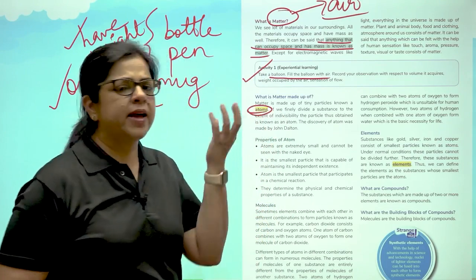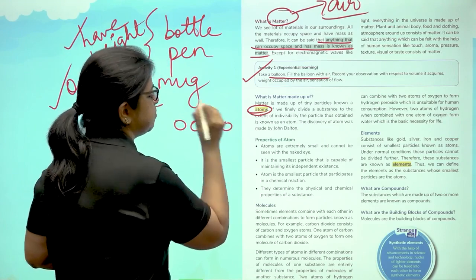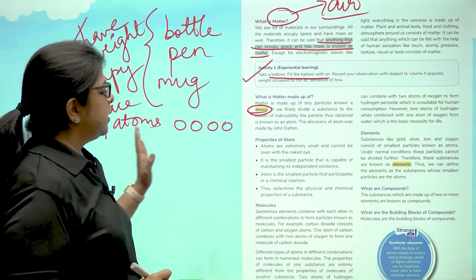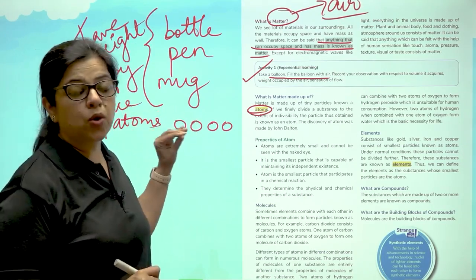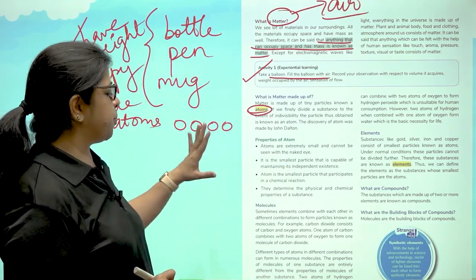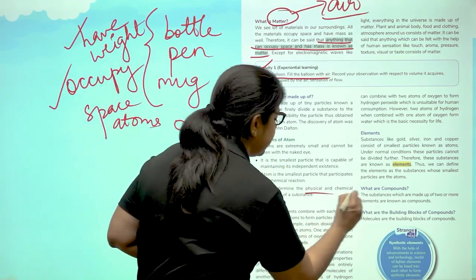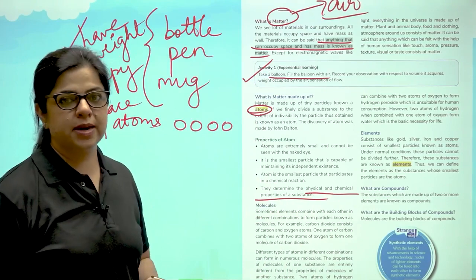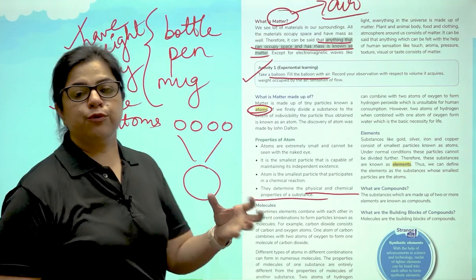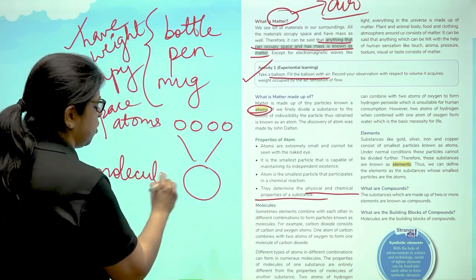Now, what is this matter made up of? Matter is made up of very, very tiny things or tiny particles which are known as atoms. Now, these atoms are extremely small. They cannot be seen with the naked eye. They have to be seen only with the help of a microscope. Now, these atoms actually describe the physical and chemical properties of a substance. Now, children, these atoms combine to form a bigger substance, which is known as a molecule.